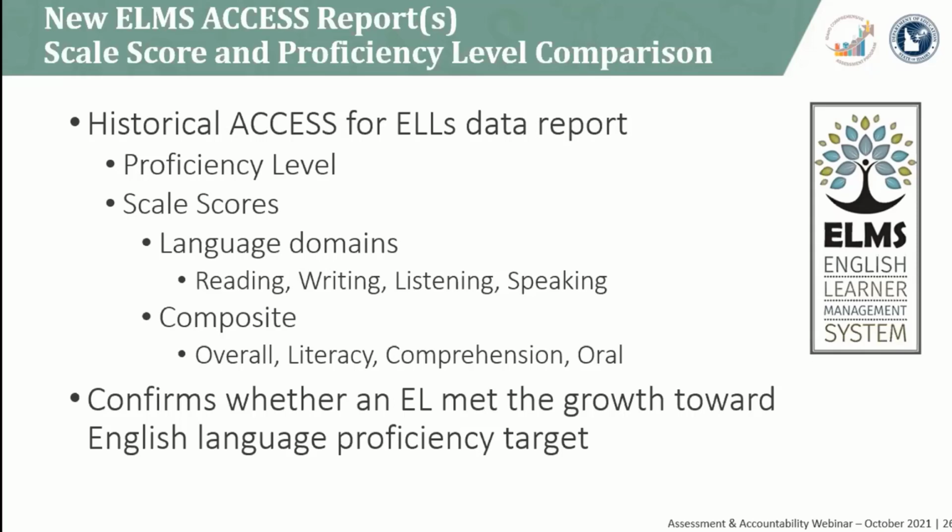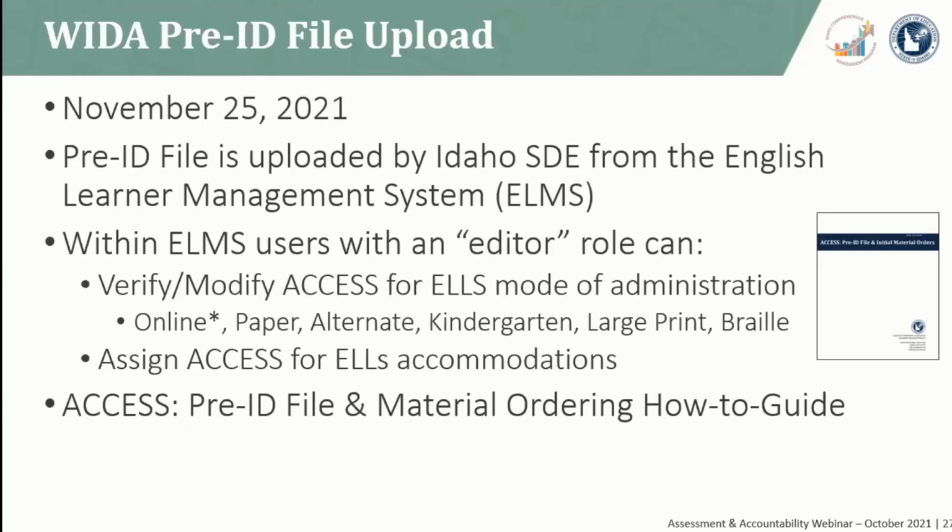And in addition, the new report provides information on whether a child met the English learner growth towards English language proficiency metric. All right, the WIDA pre-ID file will be uploaded by Idaho State Department of Education on November 25th, 2021. The pre-ID file information is pulled directly from ELMS. Districts are encouraged to review and verify the information in ELMS prior to November 25th. And it is recommended that districts review student demographic information, the predefined ACCESS for ELs mode of administration, and assigned accommodations that are documented in the student's IEP or 504 plan, or ELP.